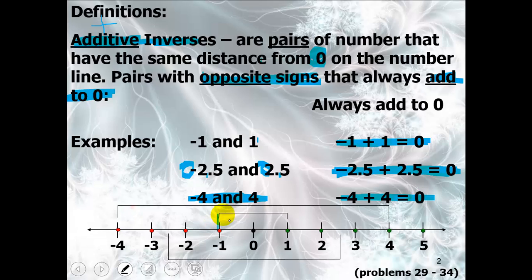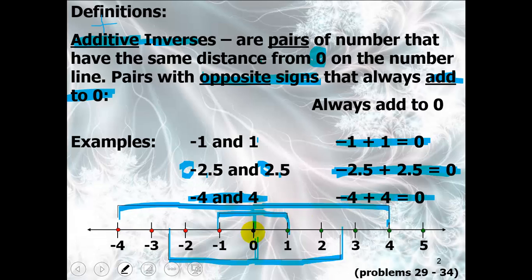Watch. Here's -1 and here's 1. When you add them together, 0. Here's -2.5 and there's +2.5. When you add them together, you're going to get 0. Here's -4. Here's +4. Same distance in opposite directions, so when you add them together, you get 0.